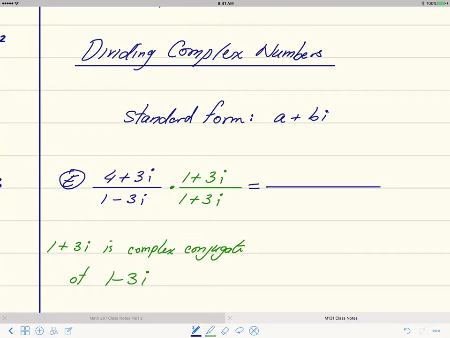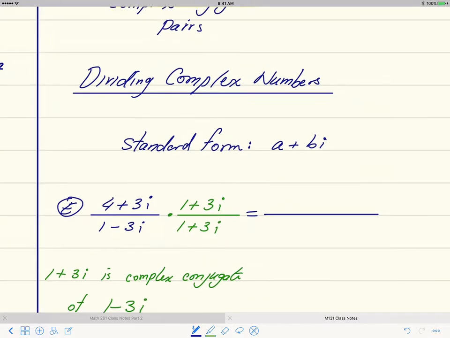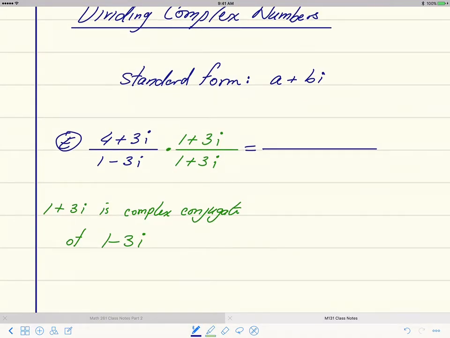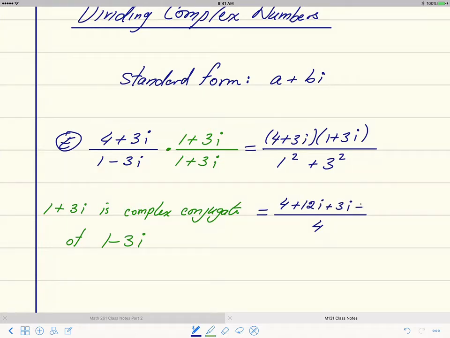So let's start, we're going to multiply the numerator and denominator. Let's start with the denominator, because the denominator fits that special product we just mentioned, because it's a product of complex conjugates, so it's just a squared plus b squared. So for our example, the denominator is just going to be 1 squared plus 3 squared. Now in the numerator, we'll write this as 4 plus 3i times 1 plus 3i, and use the distributive property or use FOIL. So in the next step we're going to do that. The denominator is 4. The numerator is 4 plus 12i plus 3i plus 9i squared. Okay?